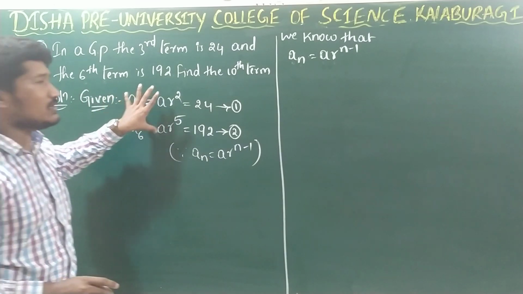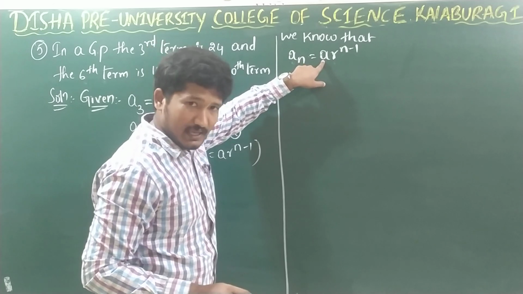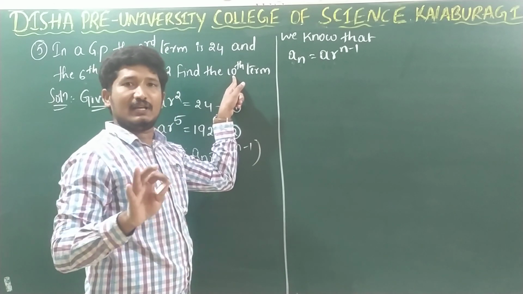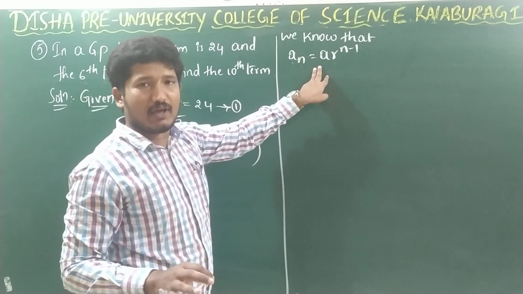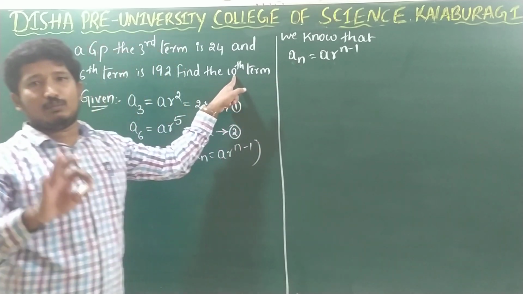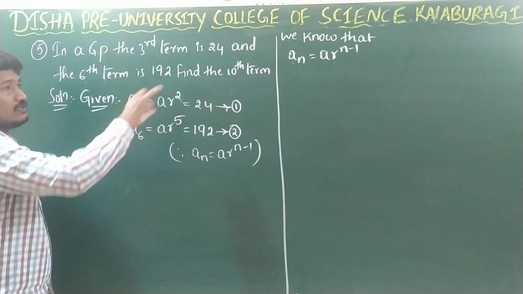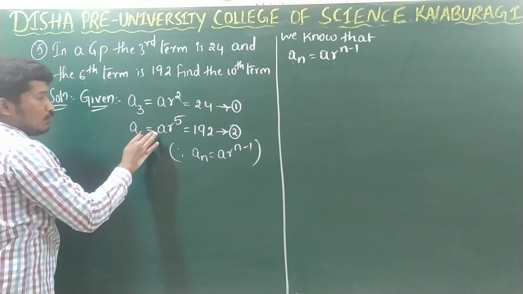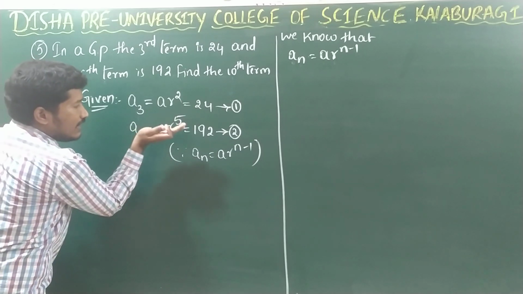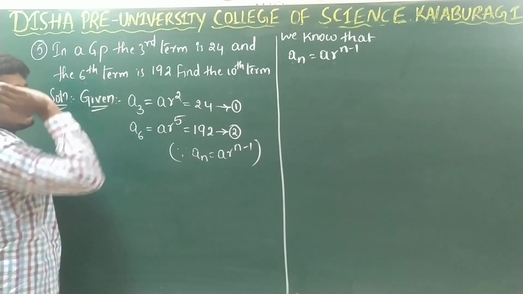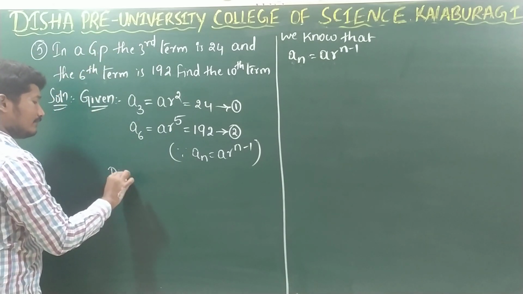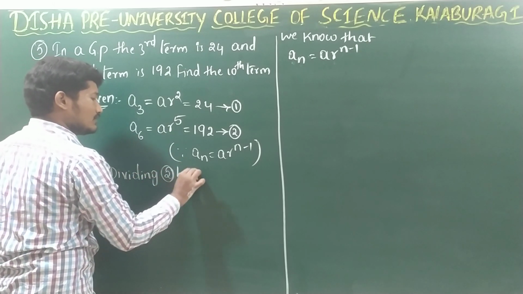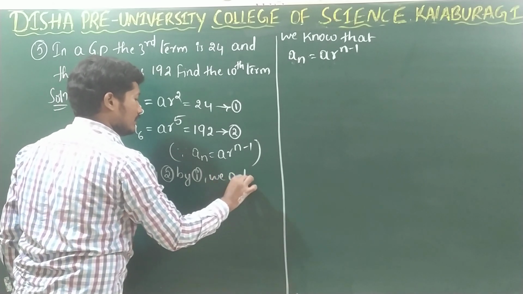Using these two equations, I will calculate the value of A, I will calculate the value of R, and we have the value of n. When we substitute all the three values, we will get the 10th term of the GP. Right? So let us see how to calculate the value of A as well as R. What I will do here is, I will divide equation number 2 by equation number 1. Let us see what do we get.